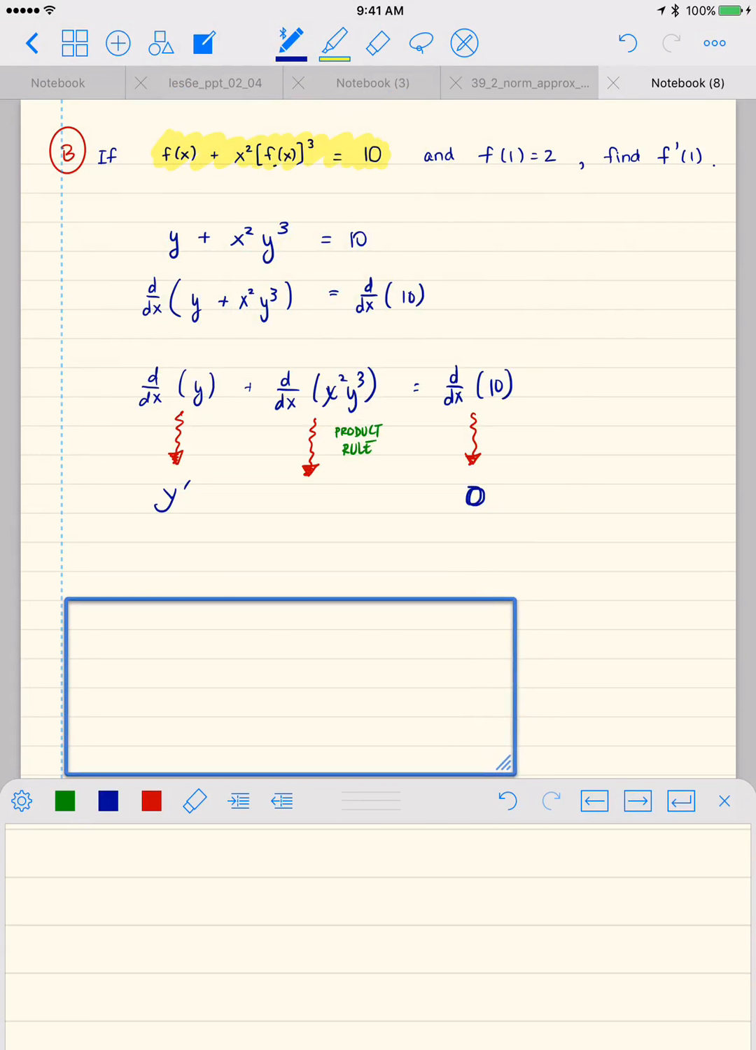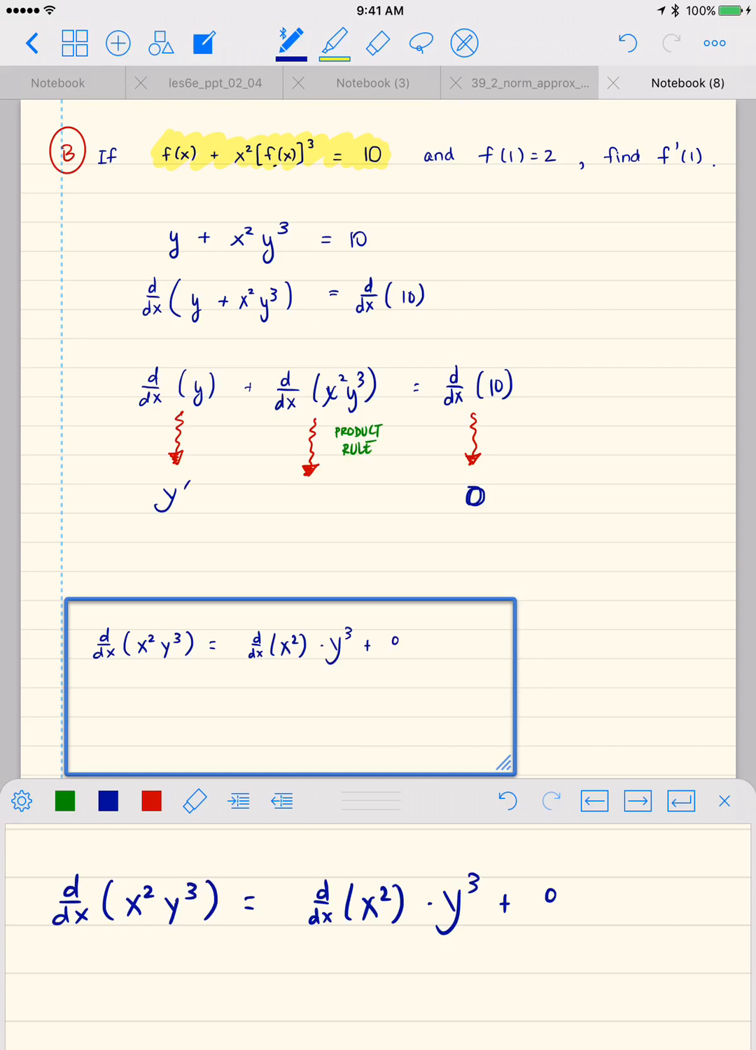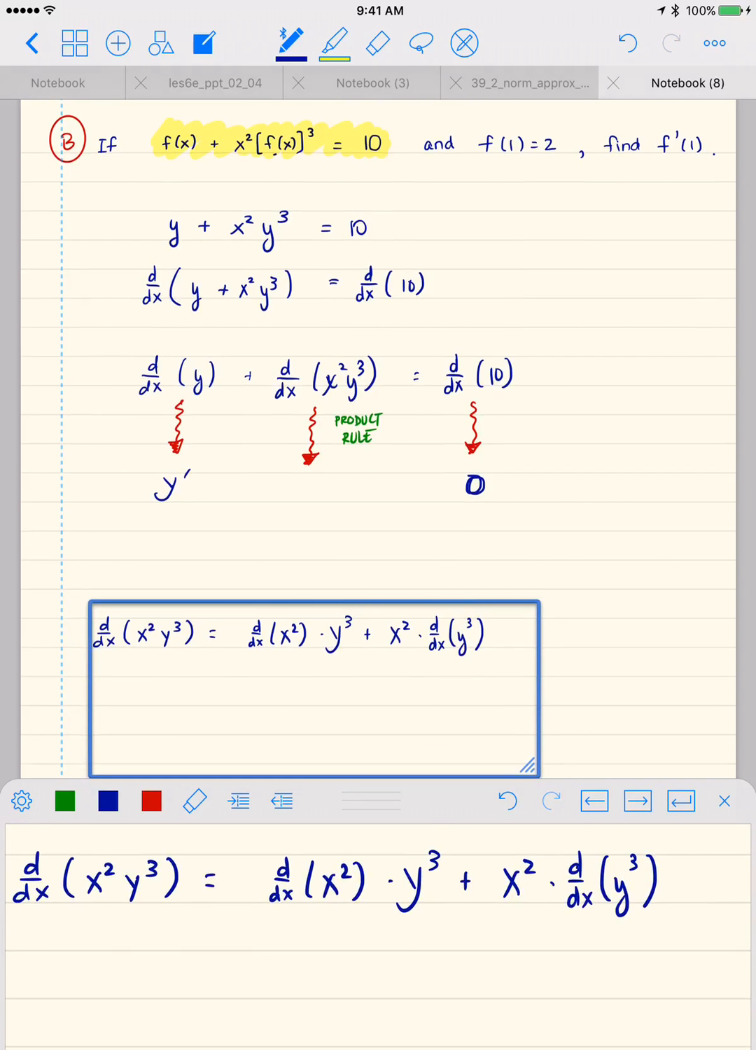So let's jump down here. If I want d/dx of x squared y cubed, that's going to be d/dx of x squared times y cubed plus x squared times d/dx of y cubed. Okay. Now, what is the derivative of x squared with respect to x? 2x. Y cubed is just going to stay the same.